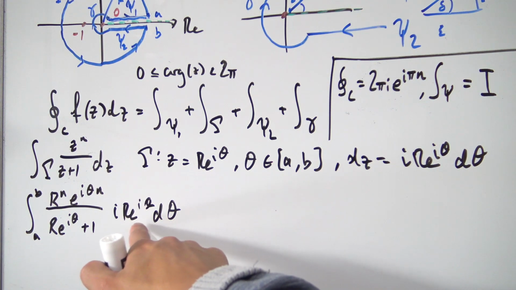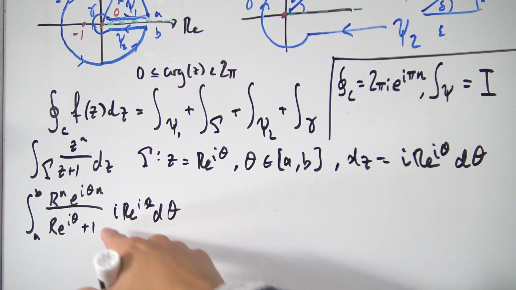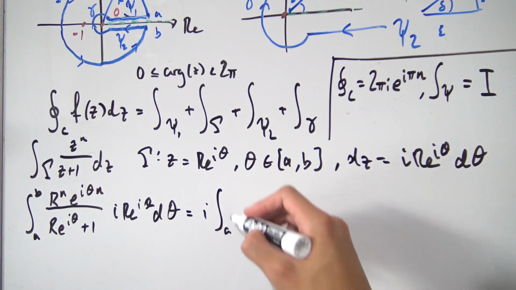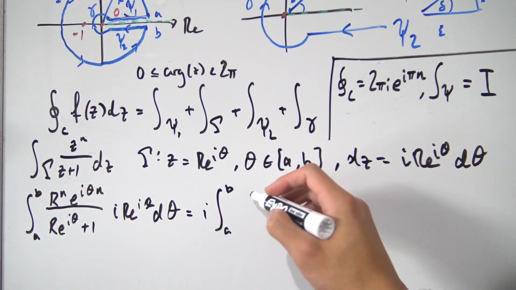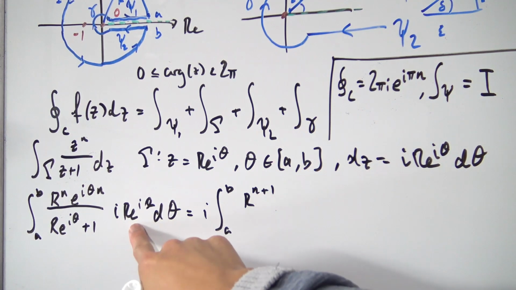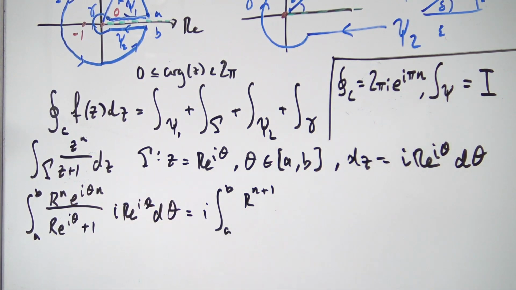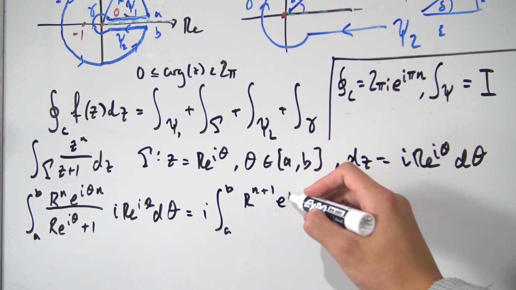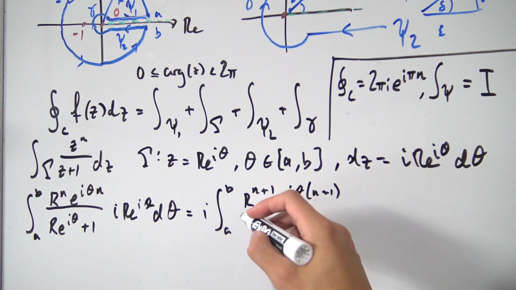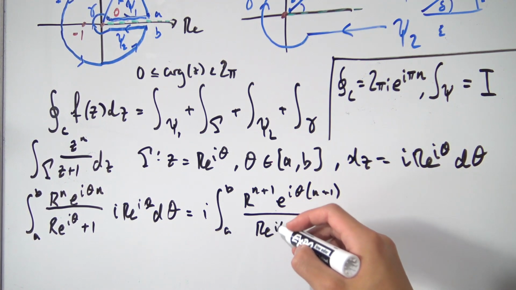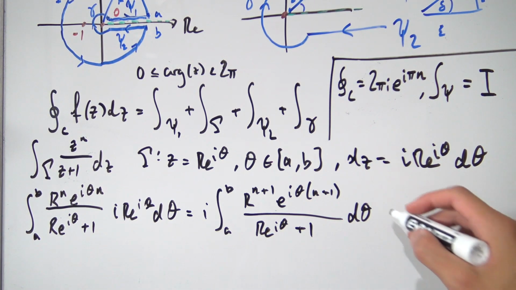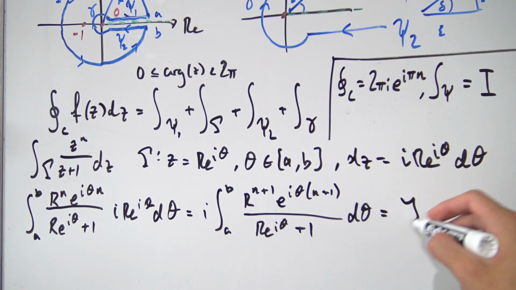Well, let's actually just combine some stuff in the numerator a little bit and bring out this I. So this is now equal to, if we bring out the I as a constant, I integral from a to b, we have these two r's right here. So r to the first power plus n, so r to the n plus 1. And we also have e to the I theta, which we can combine with e to the I theta n, which will give us e to the I theta as a common factor, and then n plus 1 in the exponent, over r e to the I theta plus 1 and d theta, like so. And let's call this integral, I don't know, J for example.